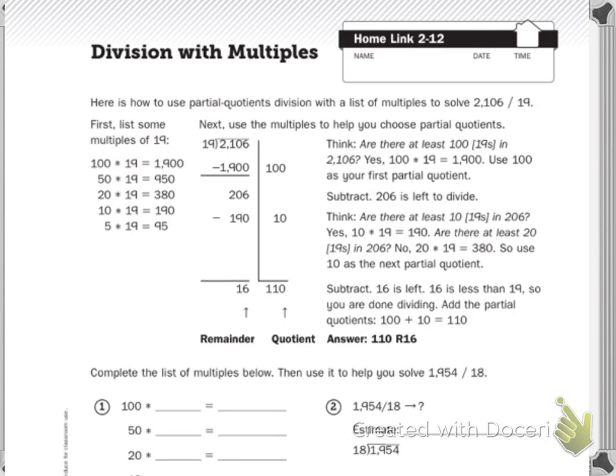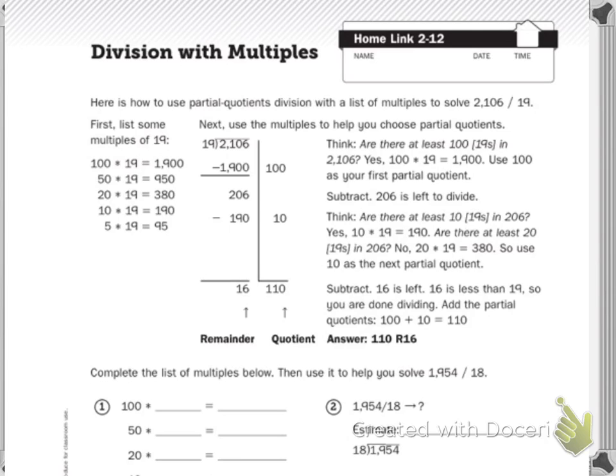It says, next, use the multiples to help you choose partial quotients. Think, are there at least 100 19s in 2,106? Yes, 100 times 19 equals 1,900. Use 100 as your first partial quotient. Subtract. 206 is left to divide. Think, are there at least 10 19s in 206? Yes, 10 times 19 equals 190.